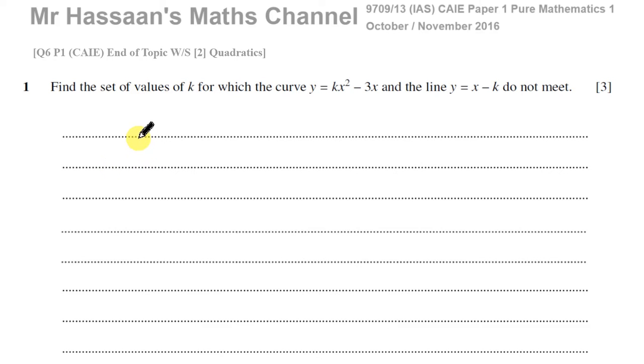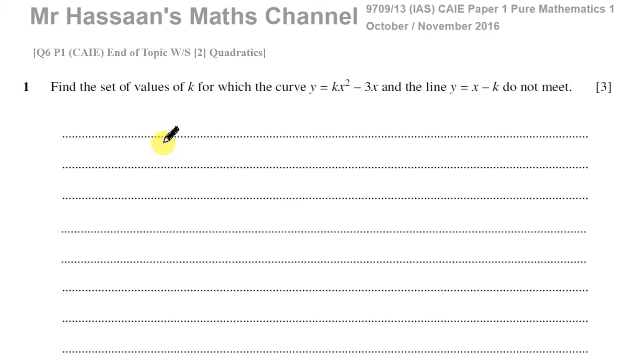We have to find the range of values for which this curve, which is obviously a quadratic curve in the form of ax squared plus bx plus c, and this line, which is a straight line y equals x minus k in the form y equals mx plus c, do not meet.